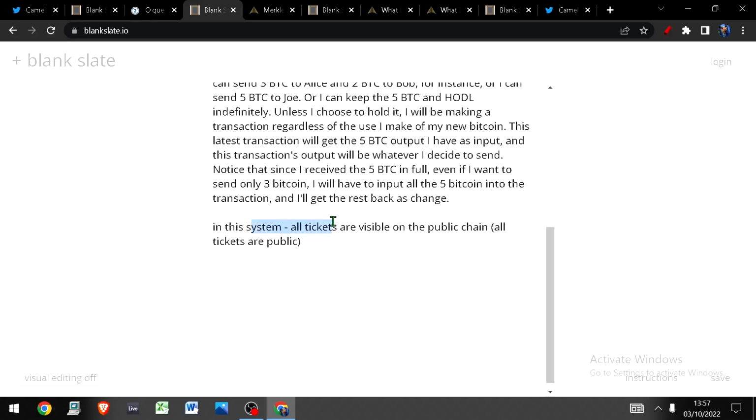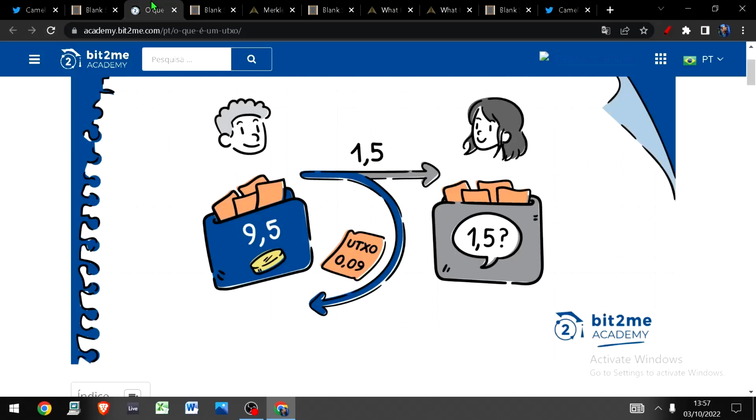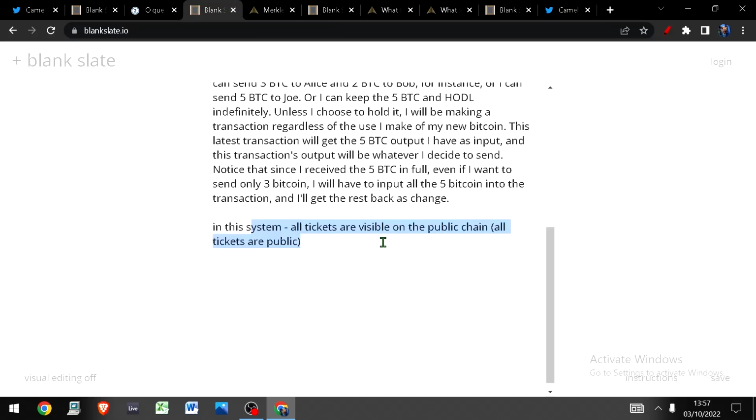So in this system, all UTXOs are visible on the public chain. So that would be all tickets in our diagram here. Every single one of these tickets in the outputs are visible publicly.